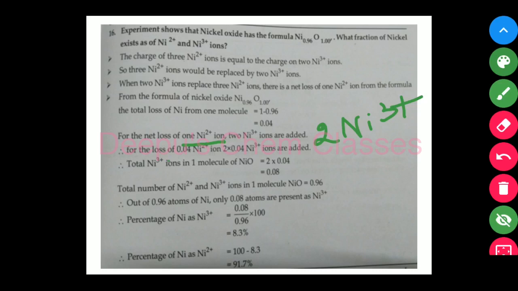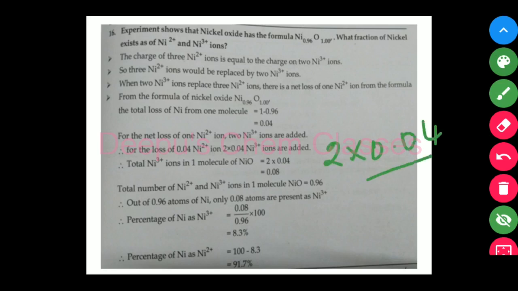Then for the loss of 0.04 Ni2+ ion, how much is required? Cross multiply and divide. Cross multiply these two values and bring this as division. So you get 2 into 0.04 divided by 1. What is the answer you get? 0.08. That is the total Ni3+ ions in one molecule of nickel oxide. Do you understand? Right.